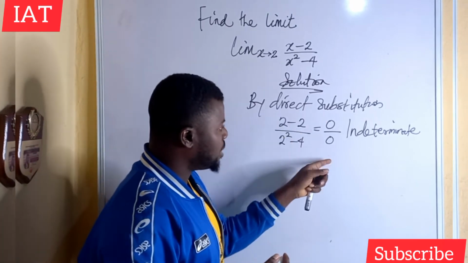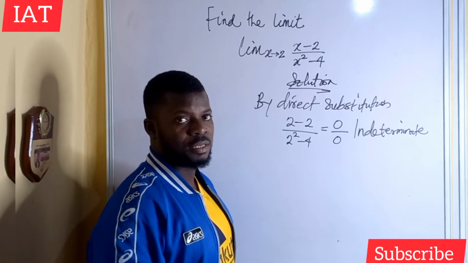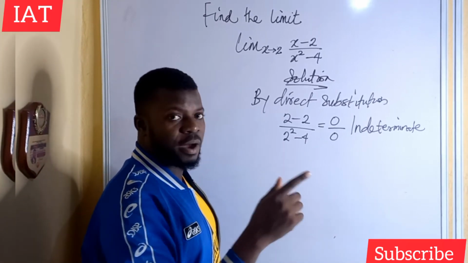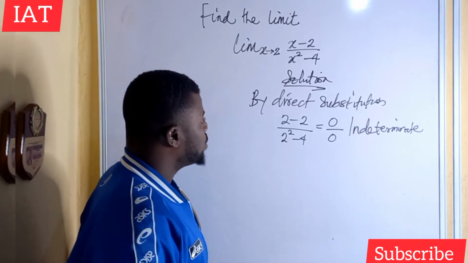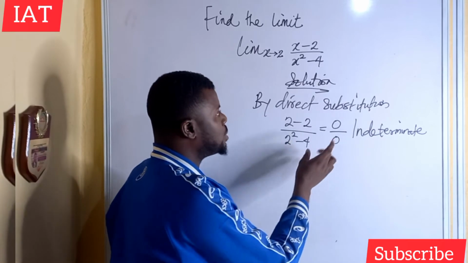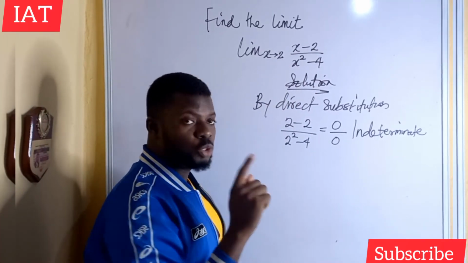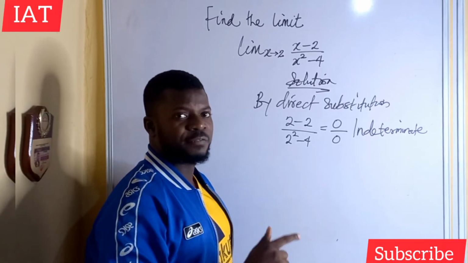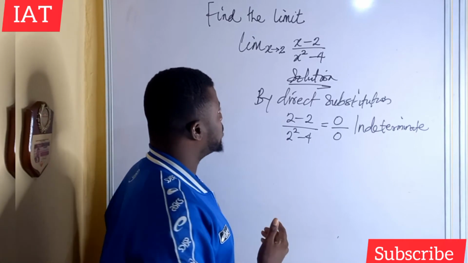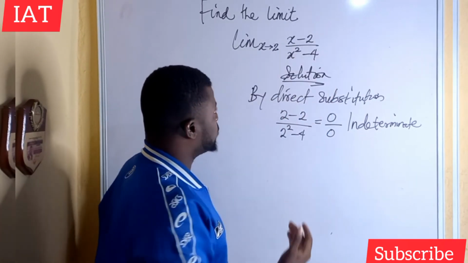Meaning it doesn't have any meaning. 0 over 0 is indeterminate, meaningless. We have other forms of indeterminate: infinity over infinity, infinity to the power of 0, and as the case may be. So since it doesn't have meaning, it means using direct substitution, we can't get the solution to this problem. That is to say that you will need to apply another formula or another method. And the method we can try at this point is factorization, because the problem looks factorizable.